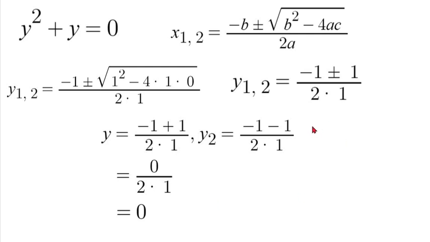Now if we go to the right side, a negative 1 minus a positive 1 would be negative 2. So we'd have negative 2 over 2 times 1, which would be negative 2 over 2, which would be negative 1. So that means our two possible answers in this situation are 0 and negative 1.